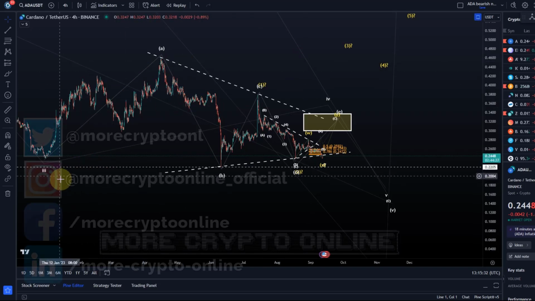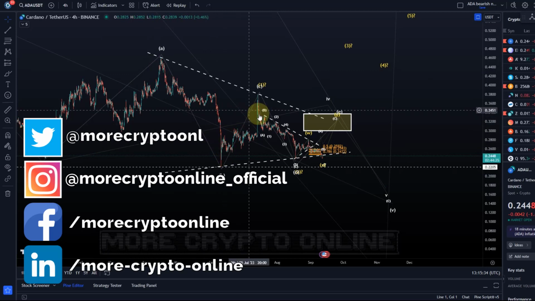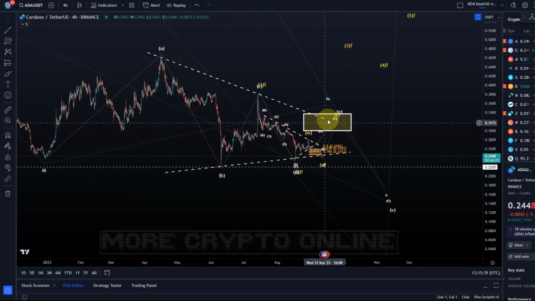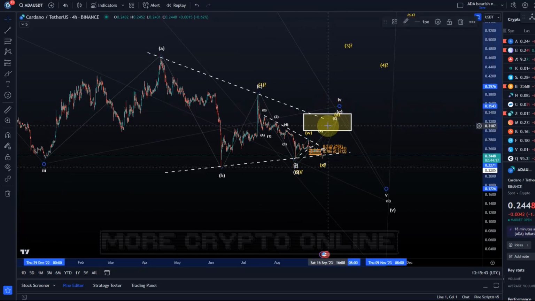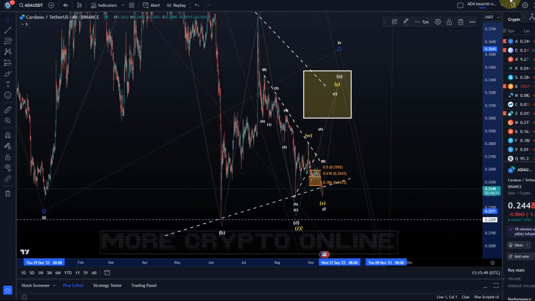The situation on the ADA chart is still the same. We're still tracking an Elliott wave triangle and a potential ABCDE structure, which is basically the triangle count. The suggestion is that this triangle will finish with an E wave, which is the last wave of a triangle. And we're currently exploring if the E wave has already started.